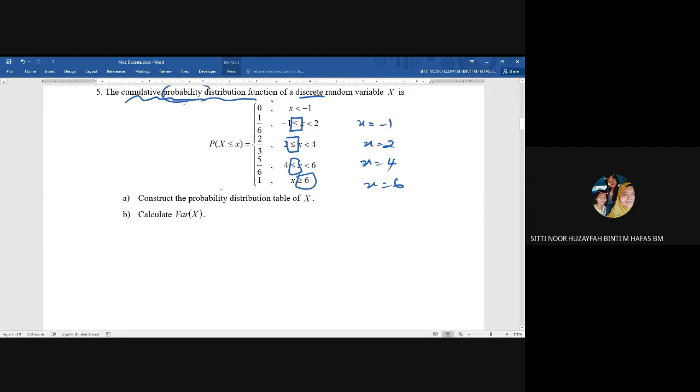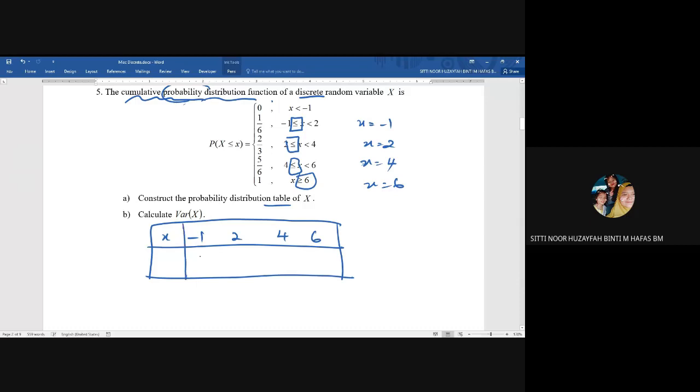And then what you need to do? We have to construct the table. We know already the values of x, which are negative 1, 2, 4, and 6. And then what do we have in the table? We have the probability for each value of x. So the x and its probability.